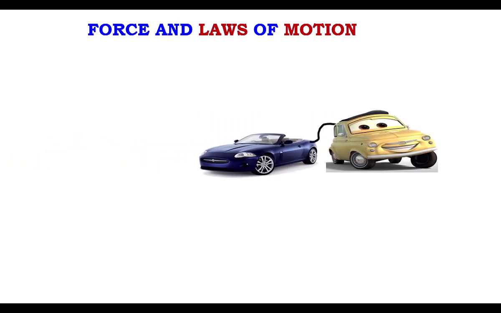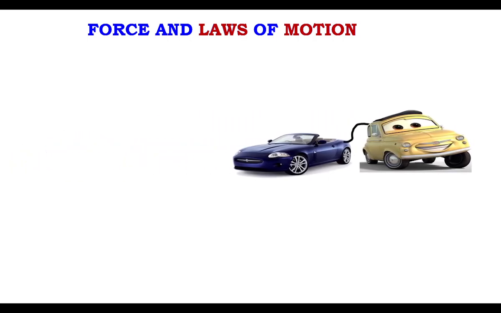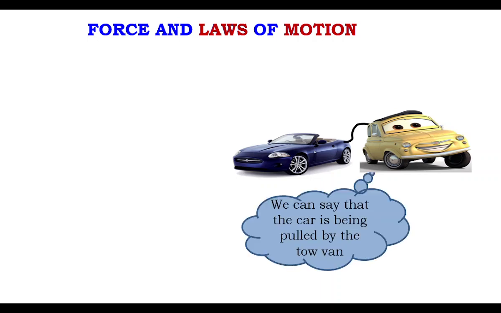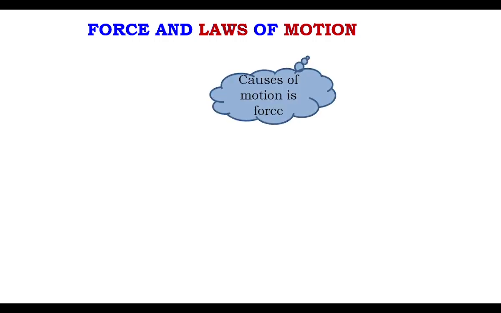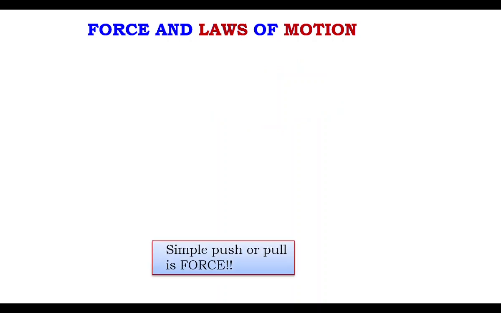Similarly, you can see on the screen now, the car is being pulled by the tow van. Here pull is also there, but pull is also a force. So what do we conclude from here? The cause of motion is force. In both the cases, in one case it was push, in another case it was pull, which brings the motion. So what is the cause of motion? Cause of motion is force. So simply, force is a push or pull, which we have already done.